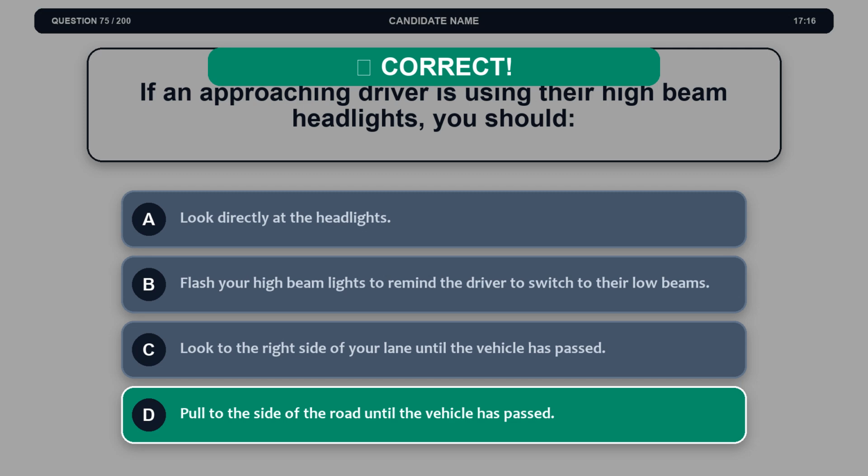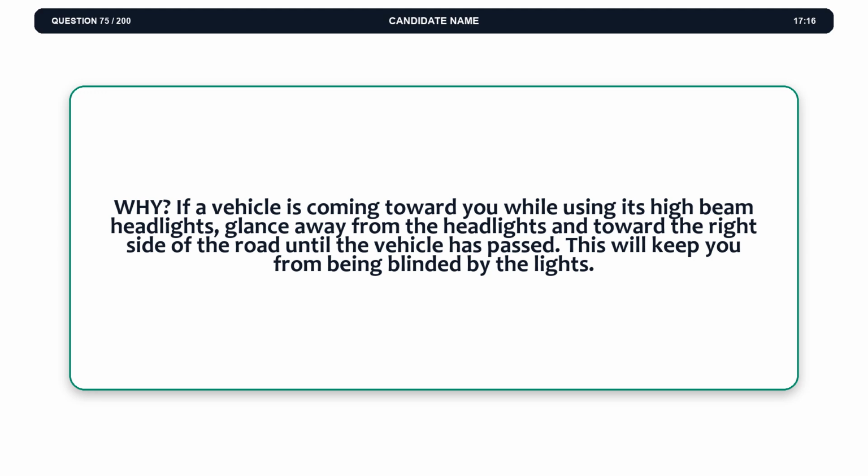The correct answer is option D. Pull to the side of the road until the vehicle has passed. Explanation. If a vehicle is coming toward you while using its high beam headlights, glance away from the headlights and toward the right side of the road until the vehicle has passed. This will keep you from being blinded by the lights.